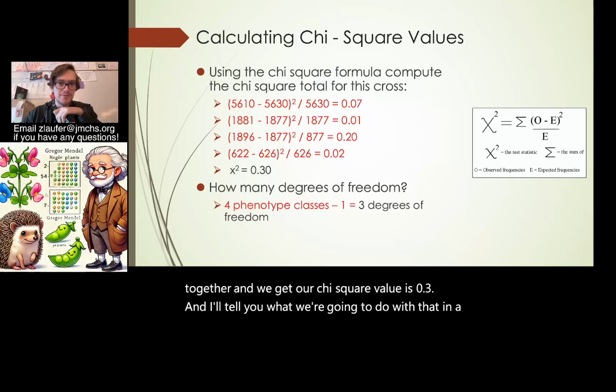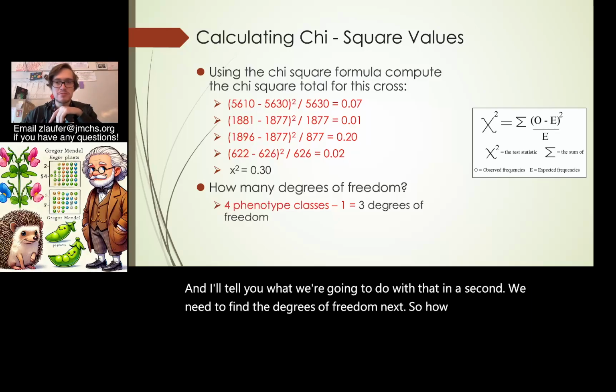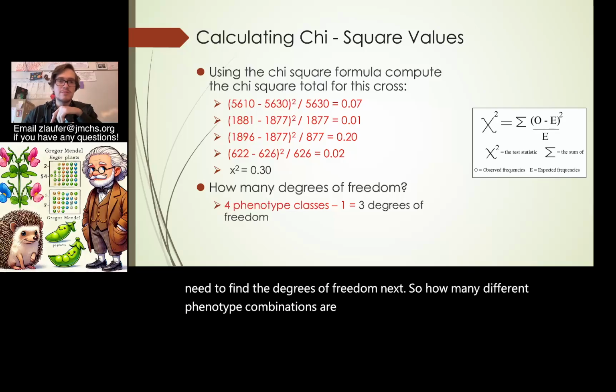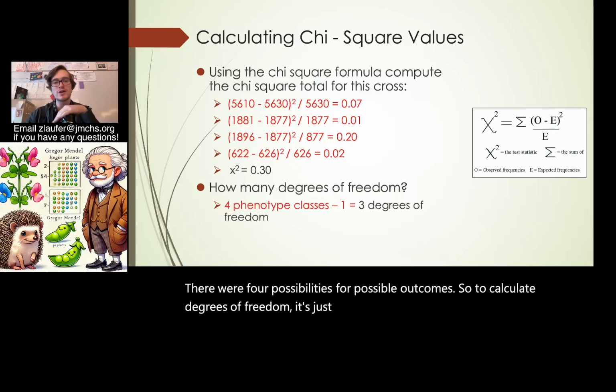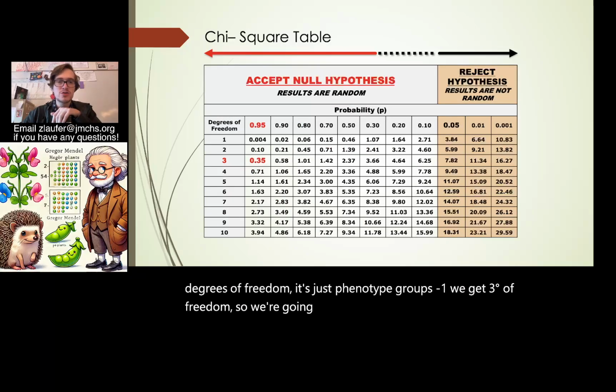We need to find the degrees of freedom next. So how many different phenotype combinations are there? There were 4 possibilities, 4 possible outcomes. So to calculate degrees of freedom, it's just phenotype groups minus 1. And we get 3 degrees of freedom. So we're going to head to a chi-square table.